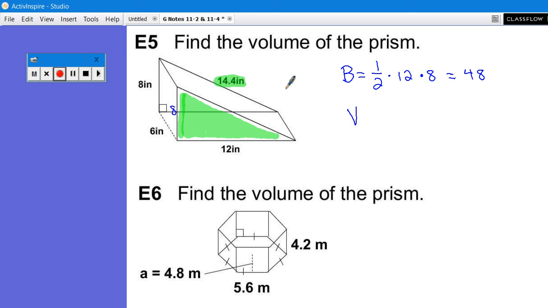To find the volume, you're going to be plugging that 48 into your formula and multiplying it by the height of our prism. Remember, the height is the distance between the two triangles. Our height in this case is going to be 6. So we're multiplying 48 times 6, which is going to give us a volume, in this case, of 288 inches cubed.